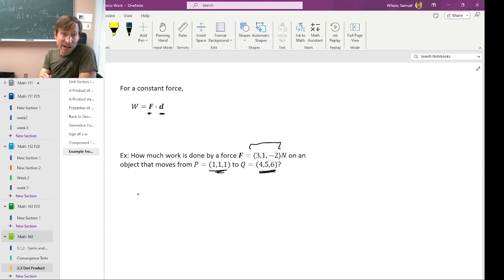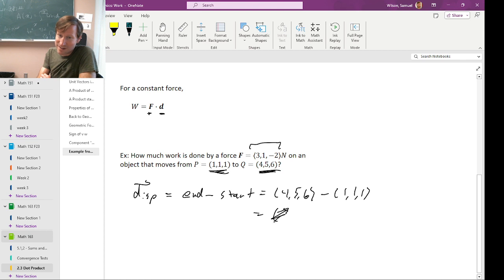So we need to calculate the displacement vector first, right? Because these are points in space. Neither of these is the displacement vector. So to find the displacement vector, we just need to do the end point minus the starting point. So that's (4, 5, 6) minus (1, 1, 1). So that's going to be, sorry, this is a vector now, so I'll use angle brackets, <3, 4, 5>. So there's our displacement vector.